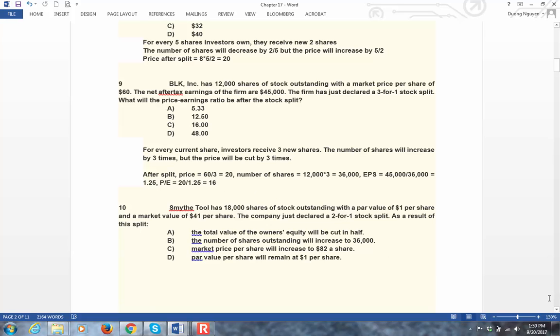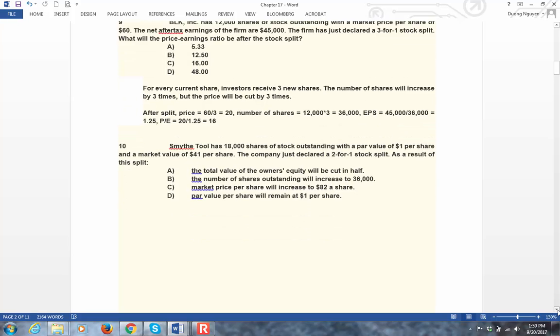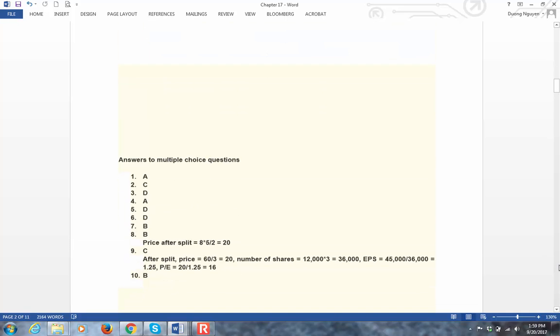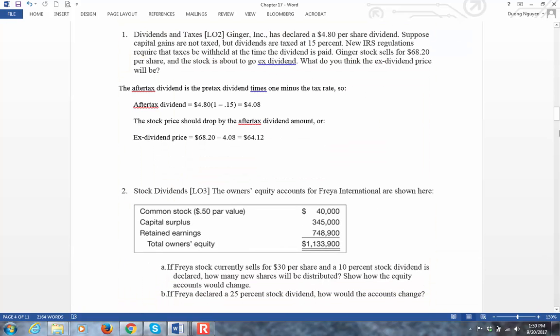Number 10, very similar, 2-for-1 stock split. The price is cut by half, number of shares doubles. So the answer should be B, because currently 18,000 shares are outstanding, and the number of shares doubling will be 36,000 shares. Alright, go to problems.